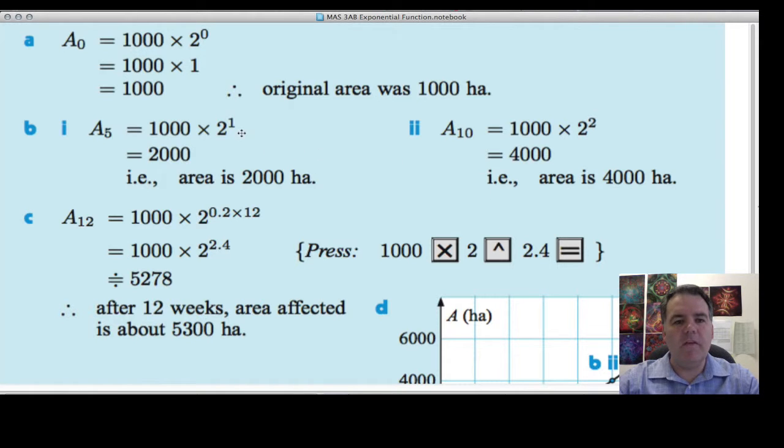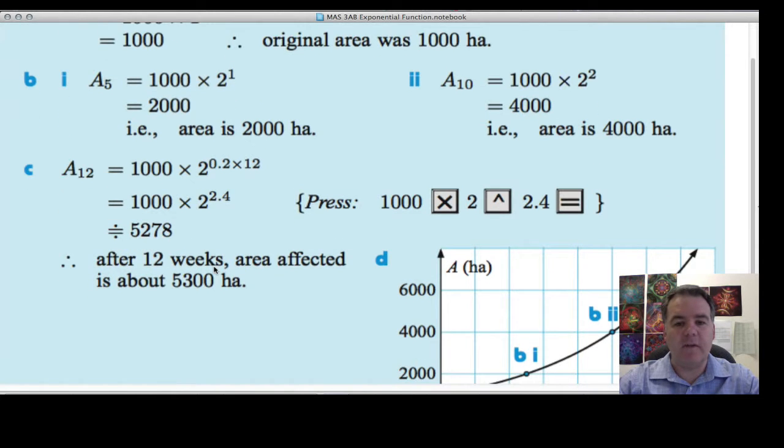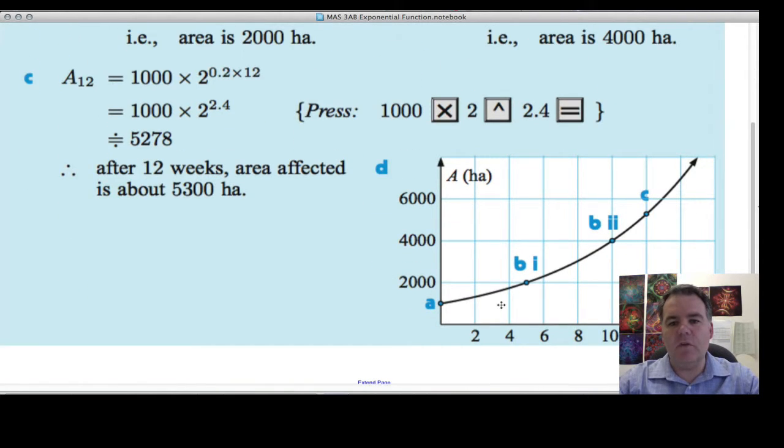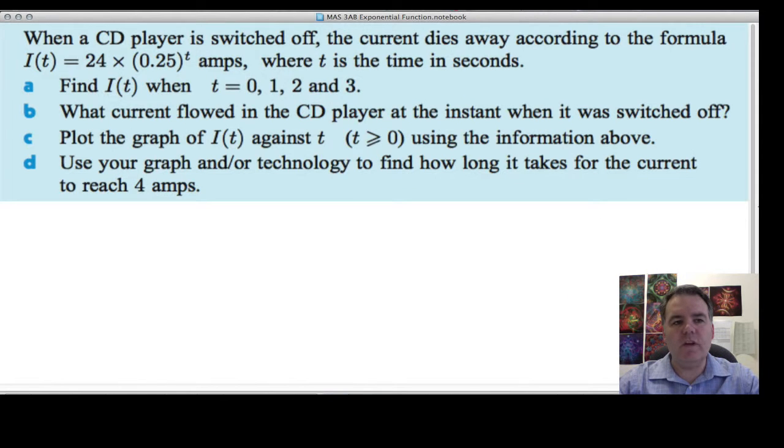So the first one's 1000. If we substitute in that one after 5 weeks, we get 2000 hectares. After 10 weeks, we get 4,000 hectares. After 12 weeks, using our calculator, we get approximately 5,278, or about 5,300 hectares. Here's what the graph looks like. So this exponential growth here, as you can see. So have a go at the next question here about the CD player, a very similar question, and write your answers here.